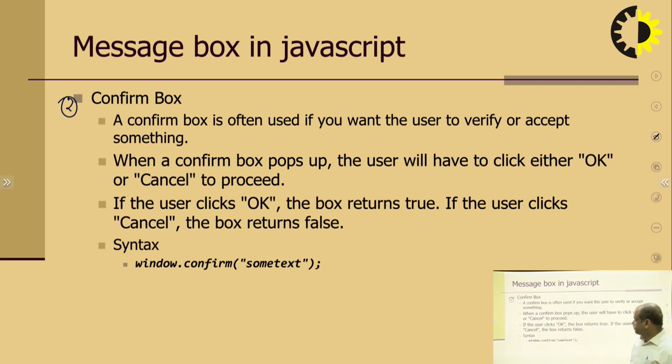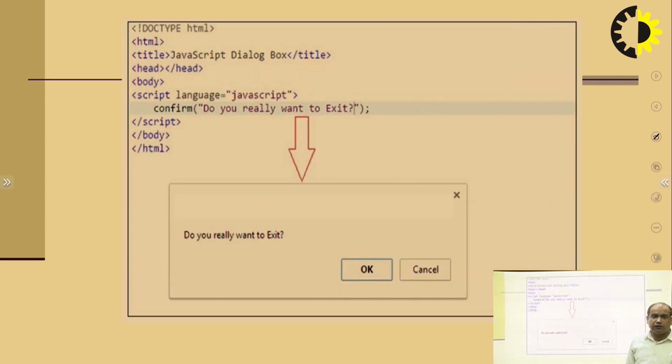So the syntax for the confirm message box is window.confirm. That text will appear on the message box. So see how the message box will appear. You will see this code. In this code, we have defined script language equal to JavaScript. So we have to define confirm. Confirm, do you really want to exit? That will appear here in this output window. Our output pop-up box will appear with that particular text, and we have two buttons, OK and cancel. If we press OK, it will proceed further. If we want to cancel it, then we click the cancel button.